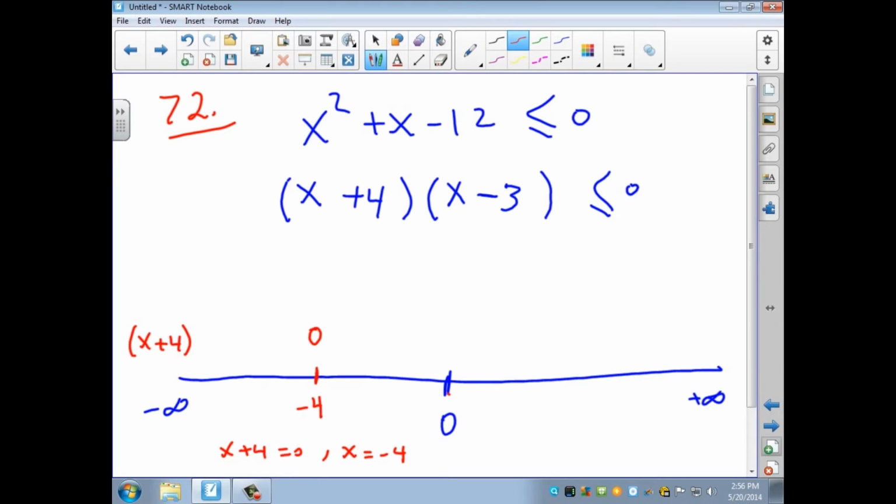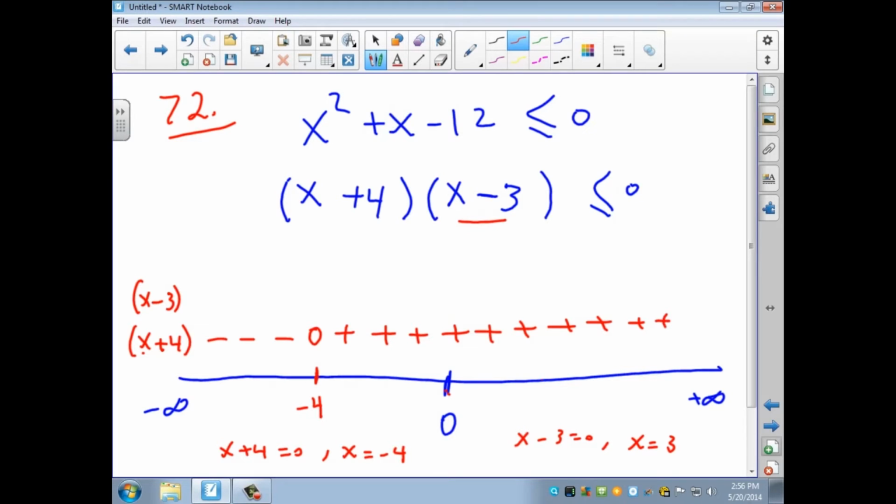Then you ask yourself, what if x is greater than minus 4, such as 0? What would you have? You have 0 plus 4. It would be positive. So to the right of minus 4, everything would be positive. To the left, everything would be negative. You do the same thing with the other one, x minus 3. What is the root of that? That means x minus 3 equals 0, so x is equal to 3. So let's say here is 3. So right at 3 would be 0.